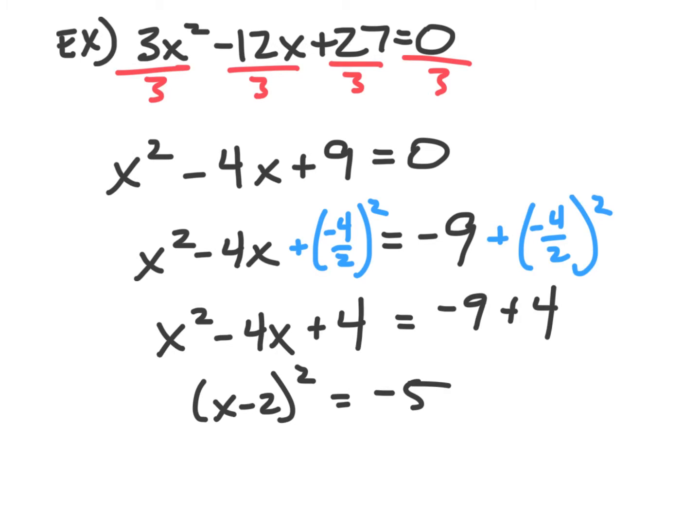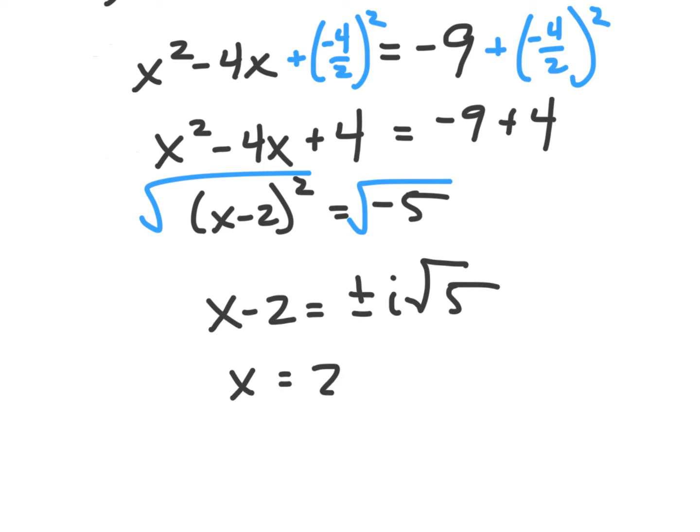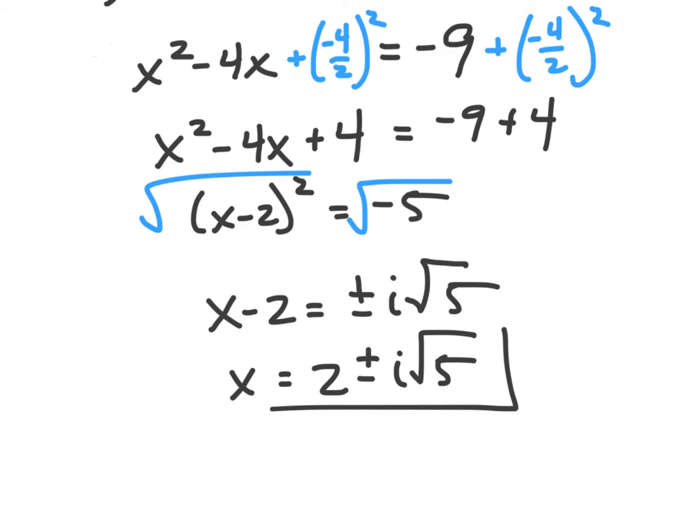So I've got my square term by itself. Take the square root of both sides. X minus 2 is equal to plus or minus, remember the negative comes out as an i, square root of 5. And then to get x by itself, we just add the 2 to both sides. And now we've found the roots of this quadratic.